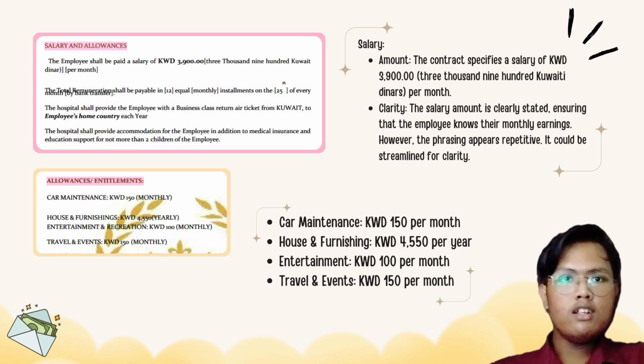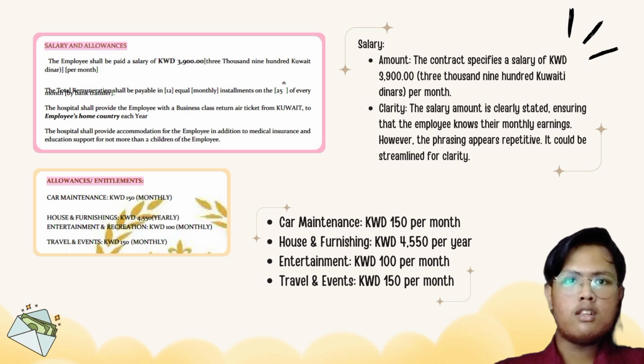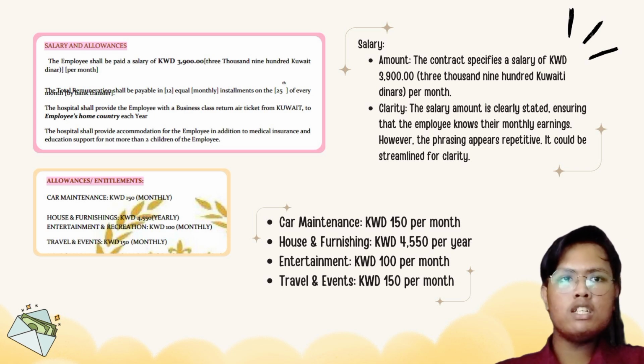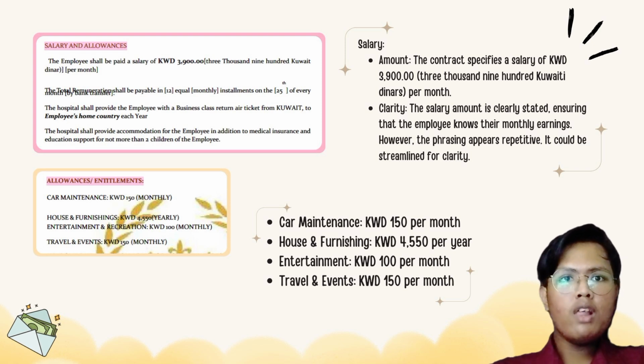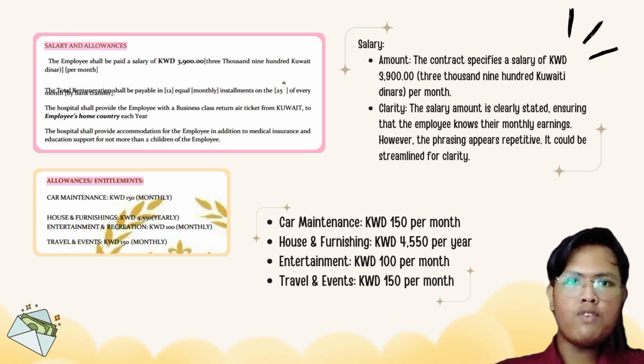The allowance and entitlement sections provide valuable financial support beyond the salary. Each allowance is clearly mentioned, but more details about what each allowance covers and any conditions or limits will help avoid confusion. By clearly explaining the scope and intended use of each allowance, both the employer and the employee can ensure they are on the same page and prevent any misunderstandings.